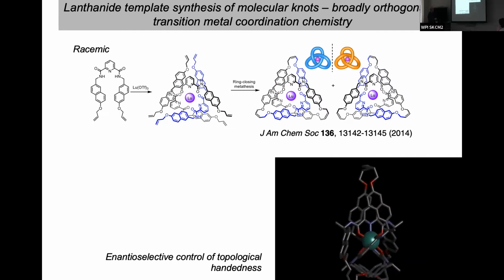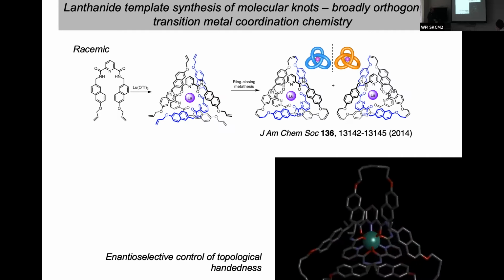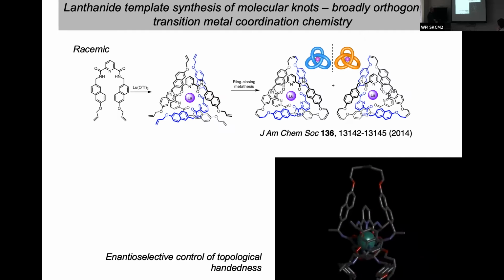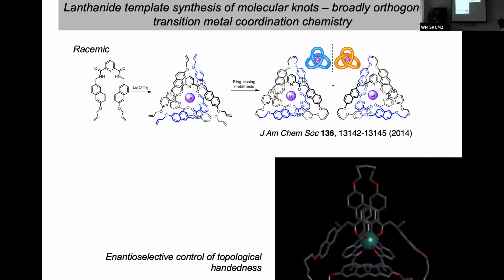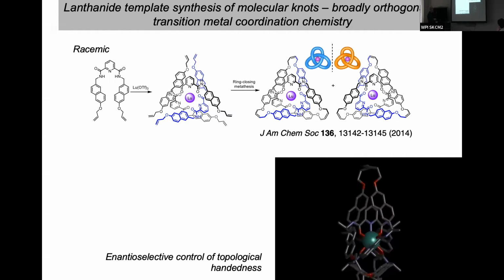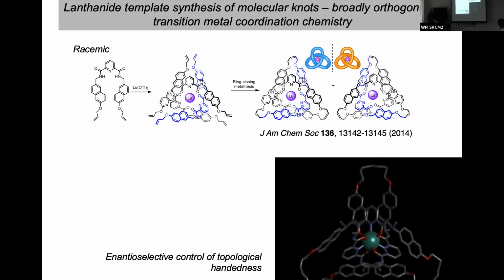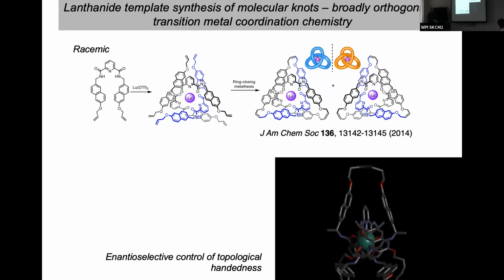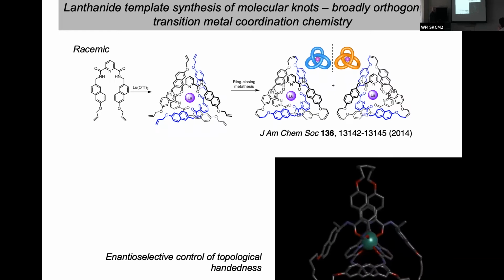However, if you introduce a chiral center on these ligands, you can actually get just a single topological enantiomer of the knot. So just the knot having either lambda helices or delta helices. So a single topological enantiomer of the knots. And this is an X-ray crystal structure. Sorry, it's a bit dark to see, of just a single enantiomer of one of these knots.